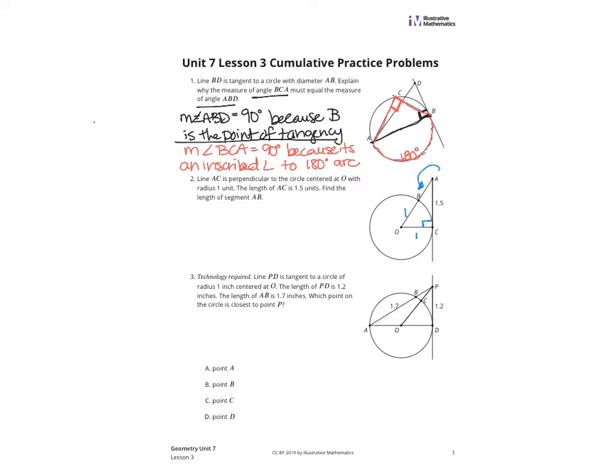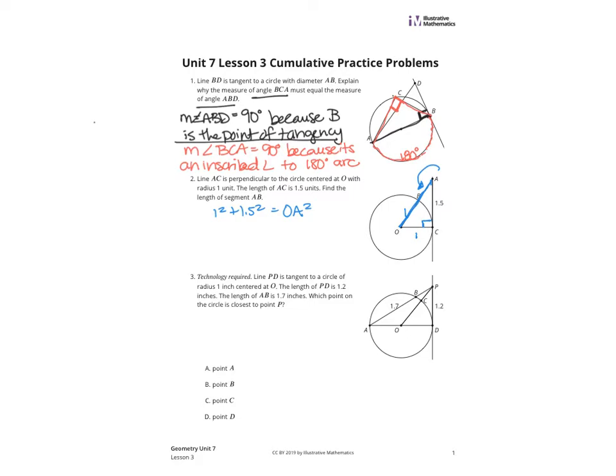Well, I can't directly find AB. I'm going to go about finding OA, this entire distance from O to A first, and then I'll use that information to help me find AB. So this is a right triangle problem. Specifically, this is a Pythagorean theorem problem. My hypotenuse is OA, across from my right angle. So I know that 1 squared plus 1.5 squared equals my OA squared.